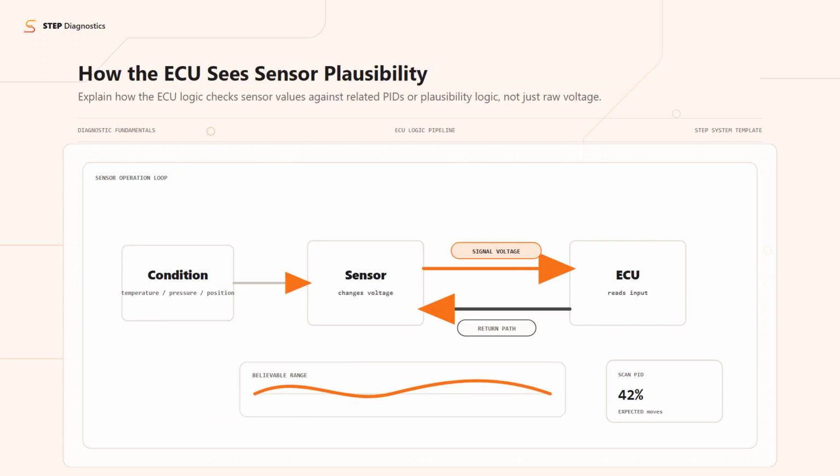The ECU judges sensor readings by checking if the signal value matches expected operating conditions and comparing them against related sensors. It can set plausibility or rationality codes if supply, signal, or ground faults create readings that disagree with the rest of the system, even if voltages are in range but implausible.